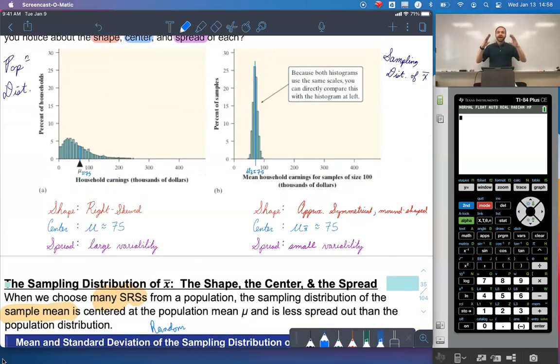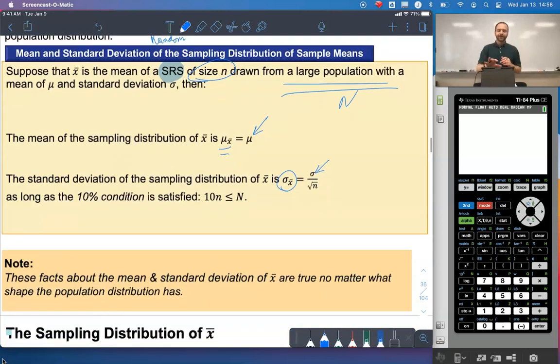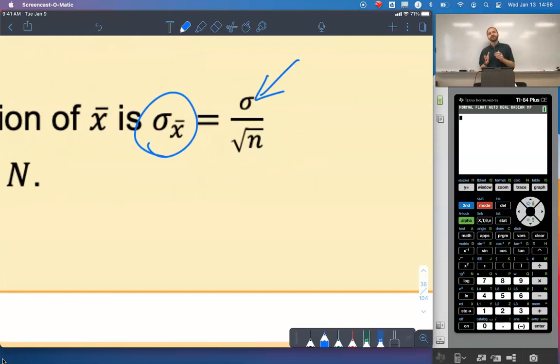So notice, we said we have a small variability for that sampling distribution of X bars. We had a larger variability, a larger spread, for the population. So notice, on that right histogram, it got tighter and tighter. And that's where you can see why that occurs with this formula: you're taking your population standard deviation and you divide it by the square root of n.